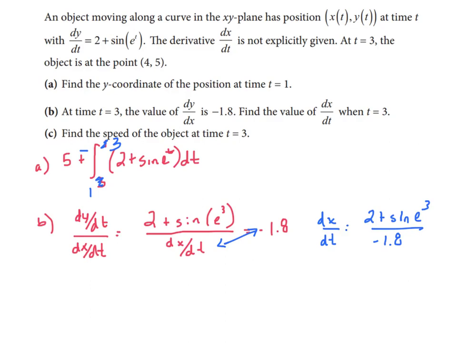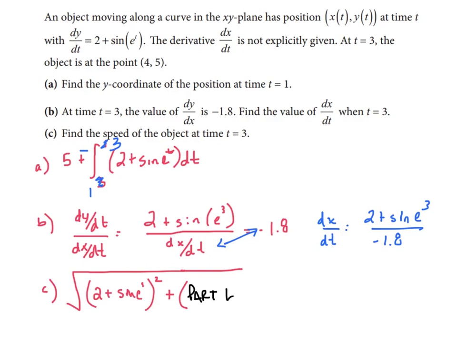Then it says find the speed at time 3. Well, that's easy enough. Remember, speed is the magnitude of velocity. So at time 3, we have 2 plus sine of e cubed, squared, plus the dx/dt part. I'm just going to write part B, because whatever answer we got in part B is what we'd plug in there. So we'd have the number for dy/dt squared plus the number for dx/dt squared, add them up, and square root.